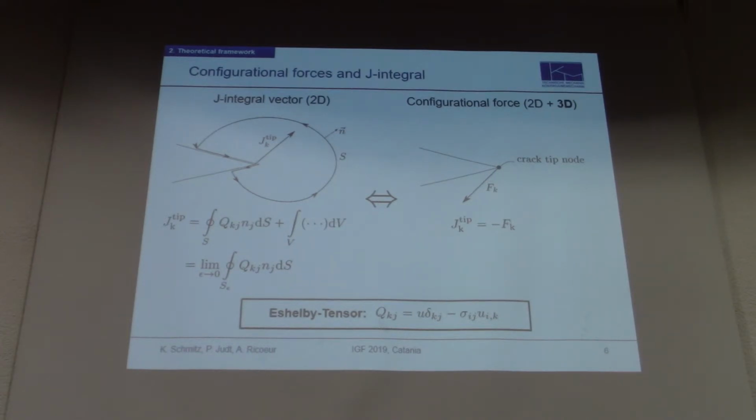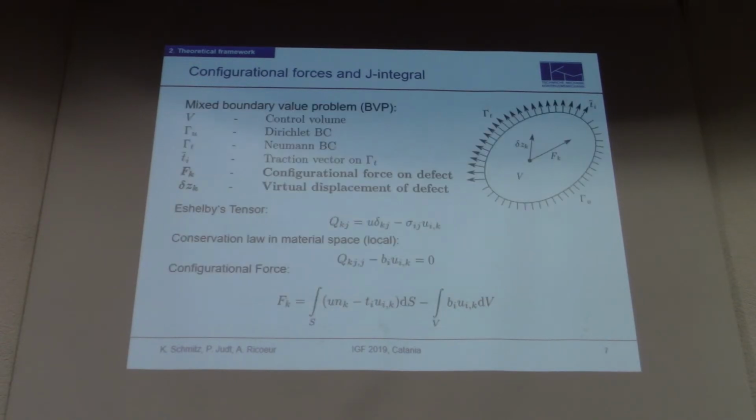There we can use the configurational forces in material space, which are, when we have a look at the crack tip, equivalent to the negative of the J integral vector. So the idea behind these configurational forces is that they act as a defect driving force. When we have a look at a control volume projected to a load, then a force arises, a thermodynamical force that acts as a drag or as a defect driving force.